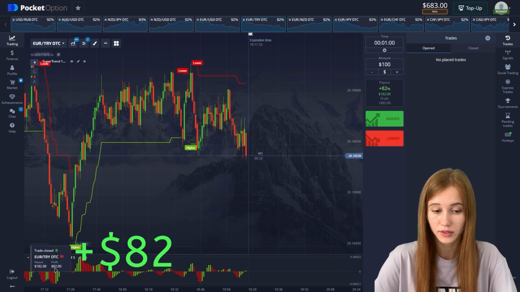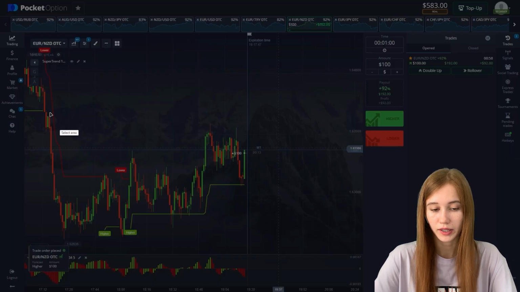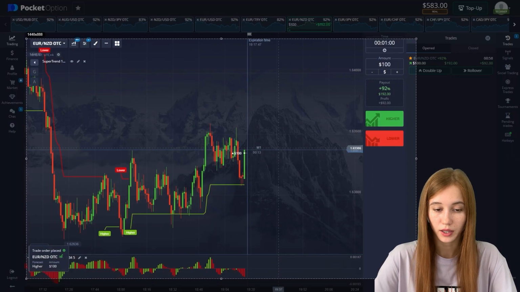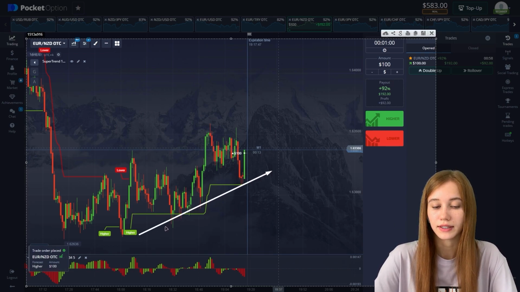Bear market. Plus deal, profit $82. We open up and we begin technical analysis. So what we see is that according to the super trend indicator, there is a clear upward trend. This is what we see first.